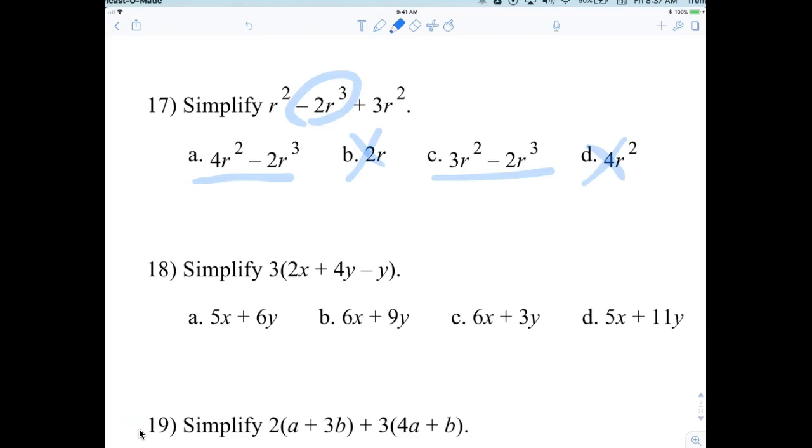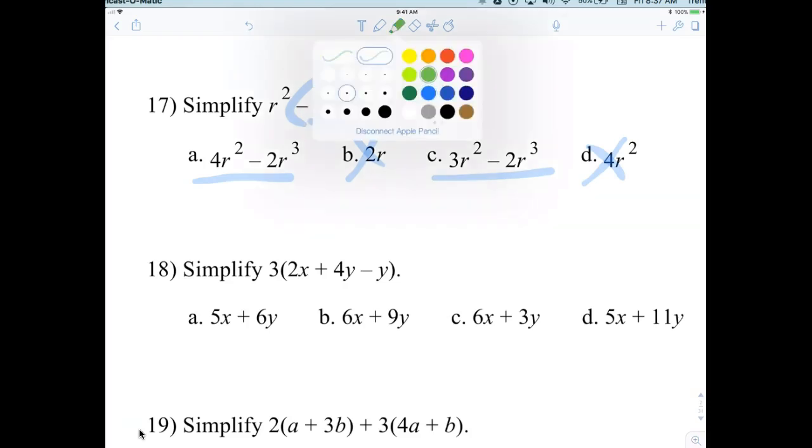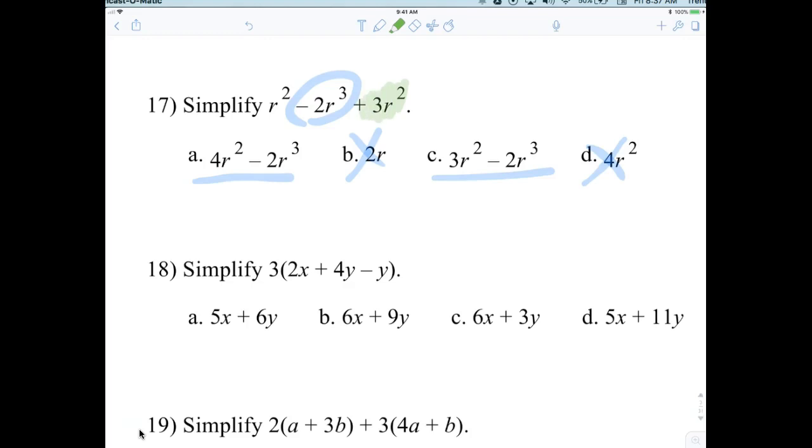And then you're just telling me what is 3r squared and 1r squared? What's that? 4r squared. So now my answer has to be what? My answer has to be A.